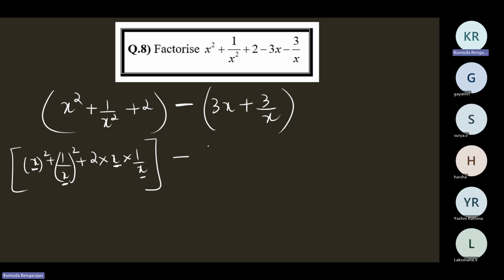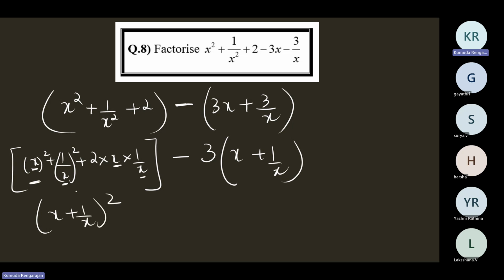Minus, here 3 is common. 3 into x plus 1 by x. 3 into x is 3x, 3 into 1 by x is 3 by x. So now here we have x plus 1 by x the whole square, because what you see here is a squared plus b squared plus 2ab, which is a plus b the whole square. Minus 3 into x plus 1 by x.